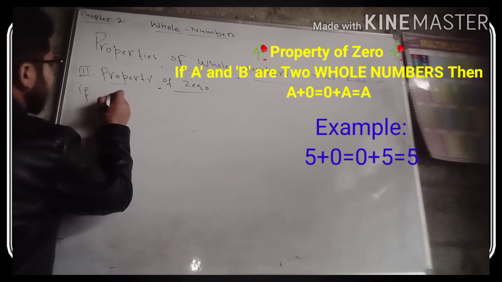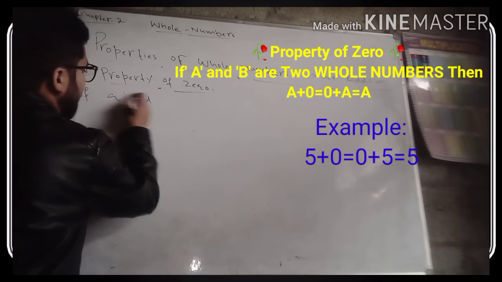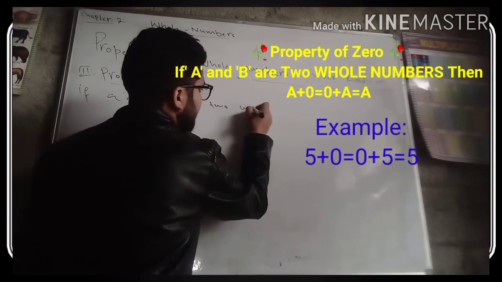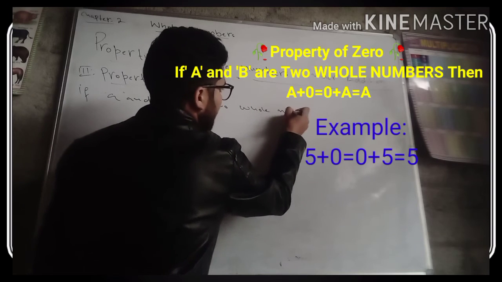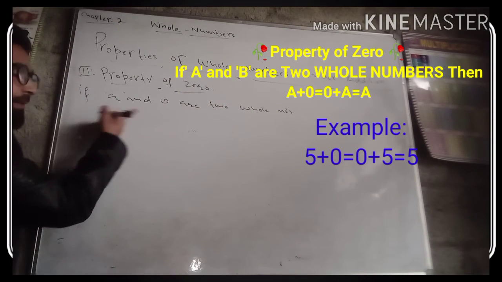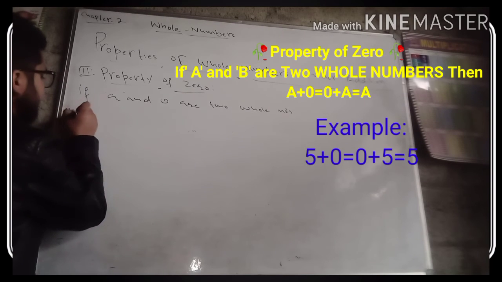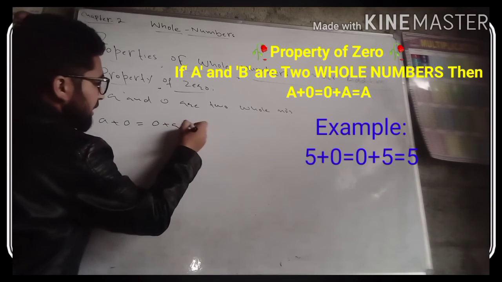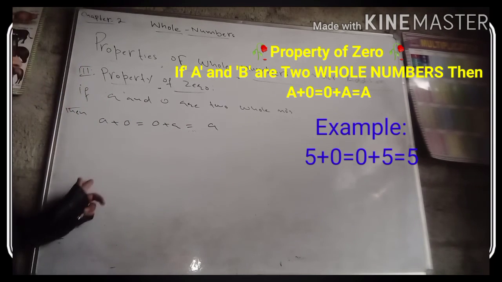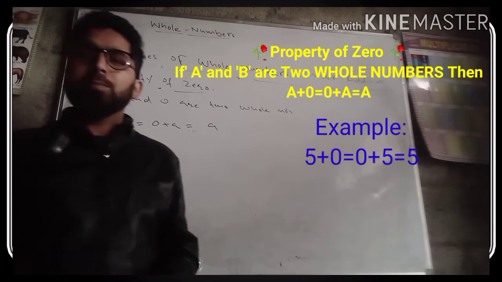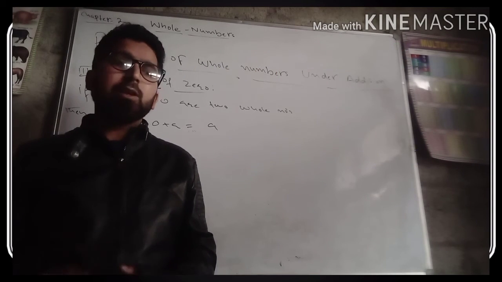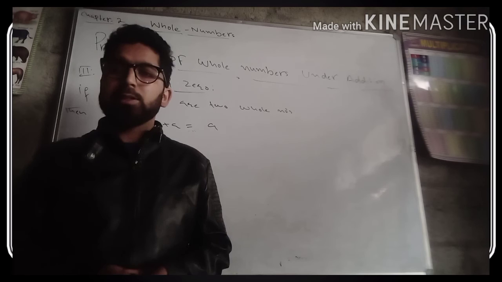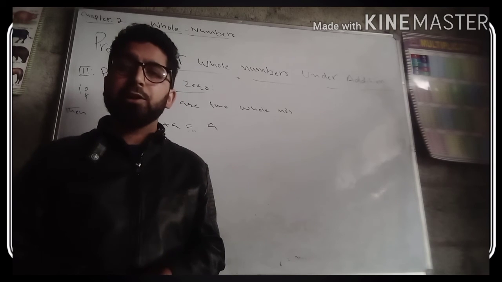Suppose, इस तरह हम लिखेंगे, if A and 0 are two whole numbers, then we are going to add A with 0, then A plus 0 equal to 0 plus A, that's equal to A. तो इसका माने ये है कि जब भी हम किसी होल नंबर को 0 के साथ ऐड करते हैं या 0 को किसी होल नंबर के साथ ऐड करते हैं, then we will get the number itself. This is the third property of whole numbers under addition.